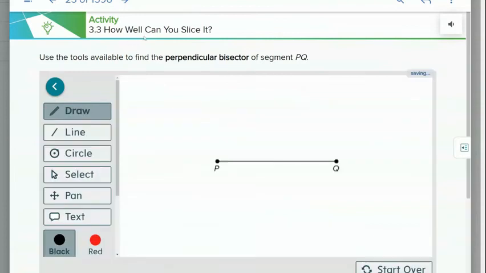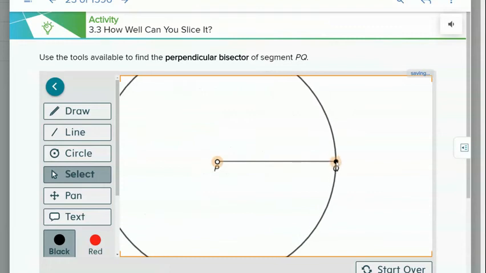All right, activity 3.3. How well can you slice it? Let's find out. So go ahead and create a perpendicular bisector, just like the last example that we did. But this time it's going to be from the segment P to Q. So you're going to try to find the middle point that is equidistant from both P and Q. So go ahead and pause the video and try to create your perpendicular bisector. Hint, you will have to use the circles. All right, so hopefully you paused the video and you tried.